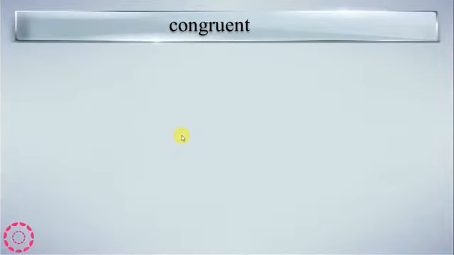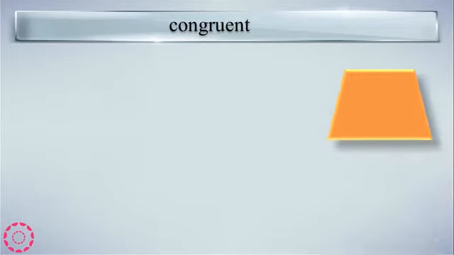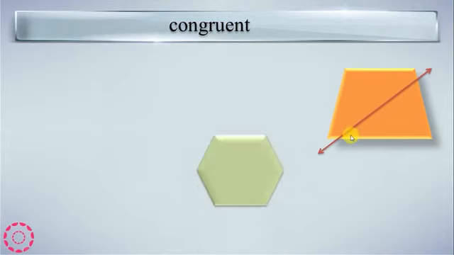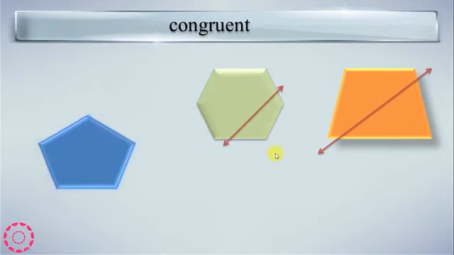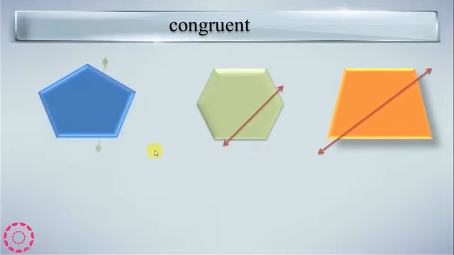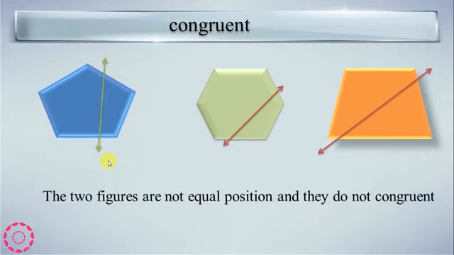Another congruent. We draw a line here. And we have another. Look at the two opposite positions. The two figures are not in equal position and they are not congruent.